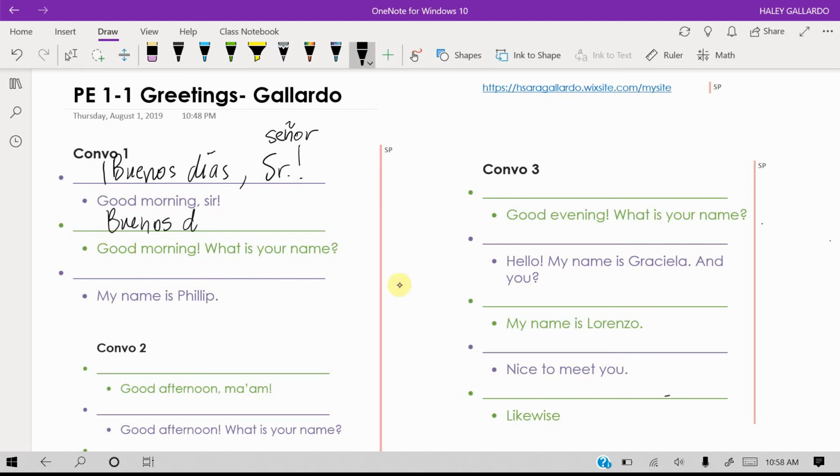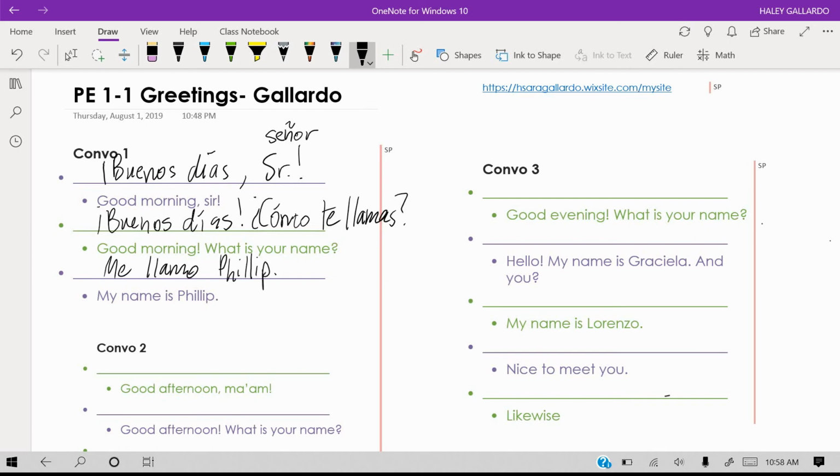Buenos días. This literally means good day. Buenos días. What is your name? That would be ¿Cómo te llamas? That literally means how do you call yourself? And this person is Philip. He's going to say me llamo Philip.